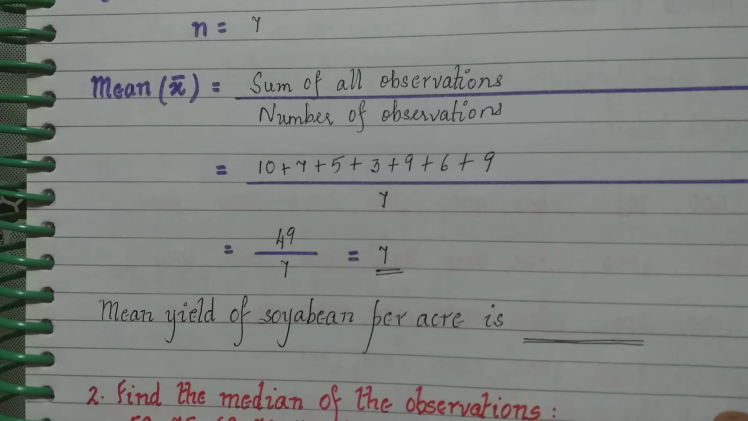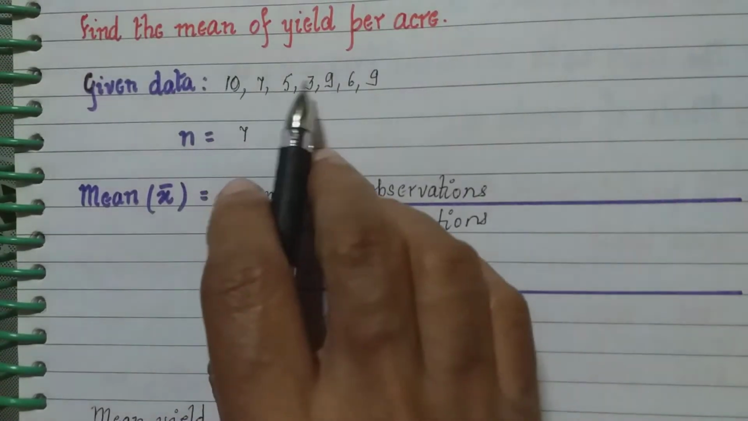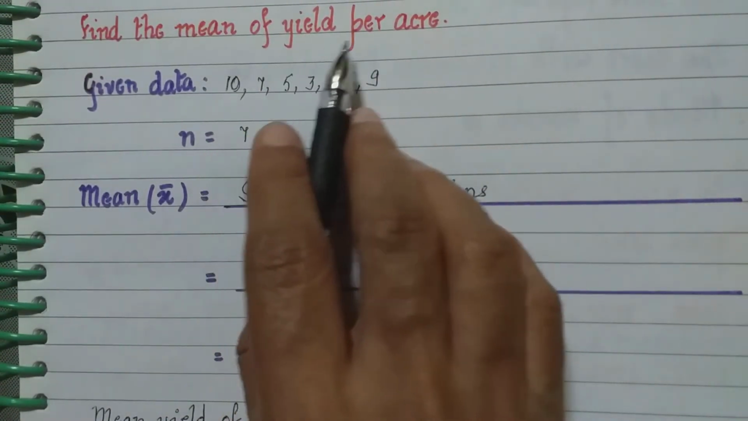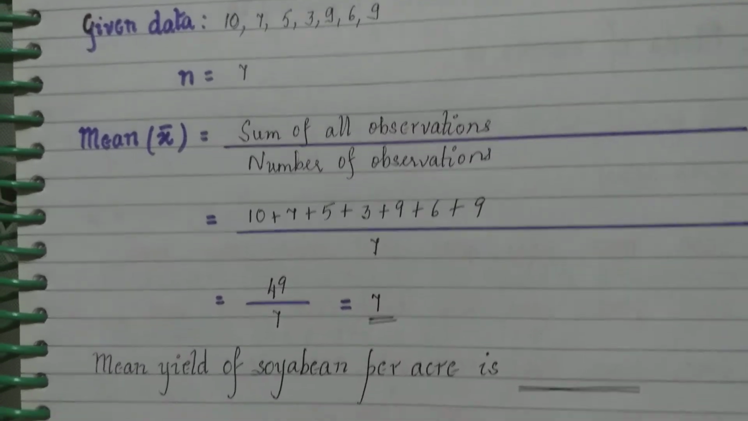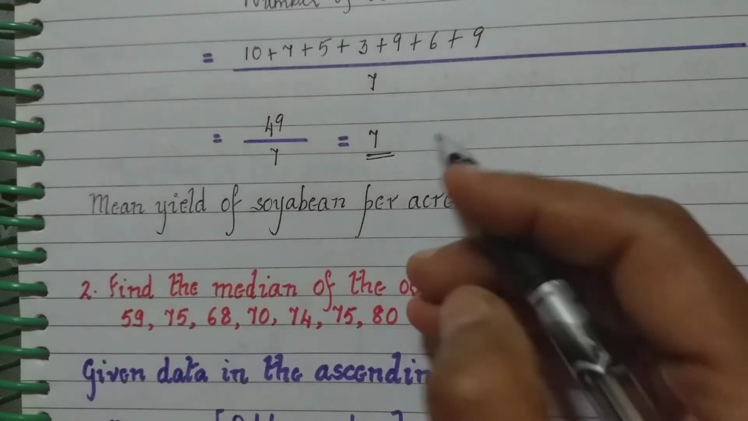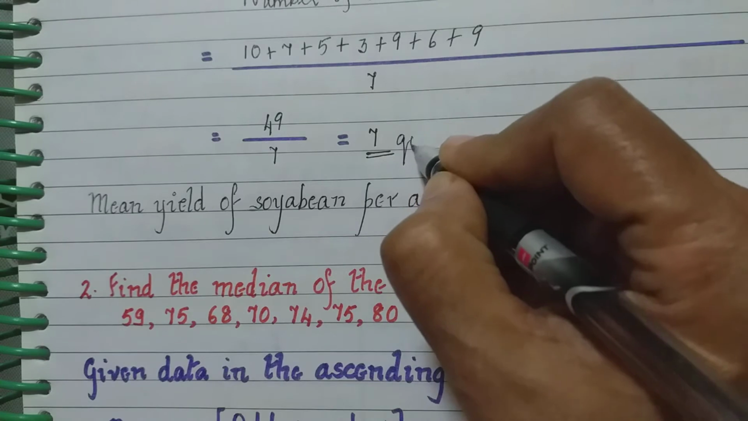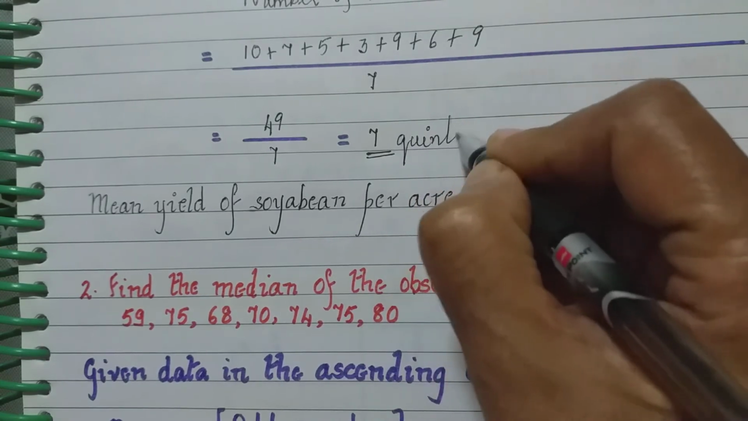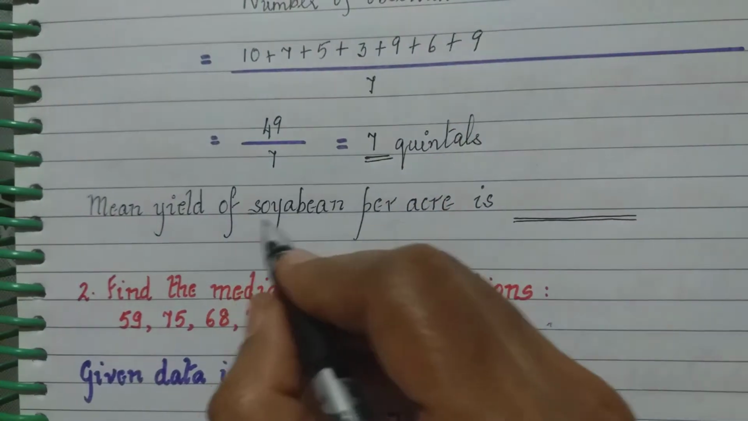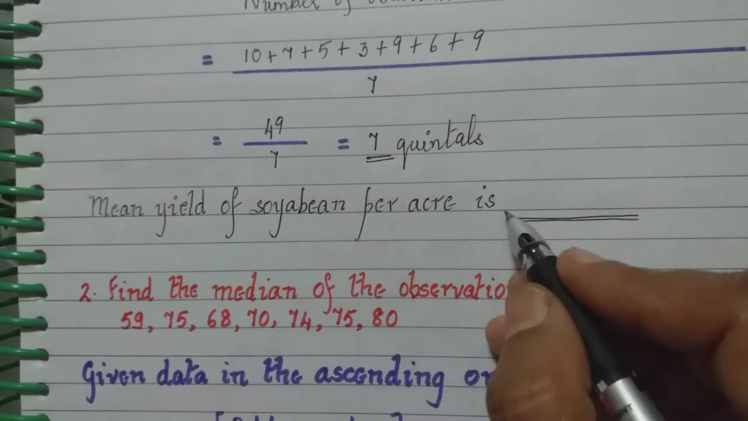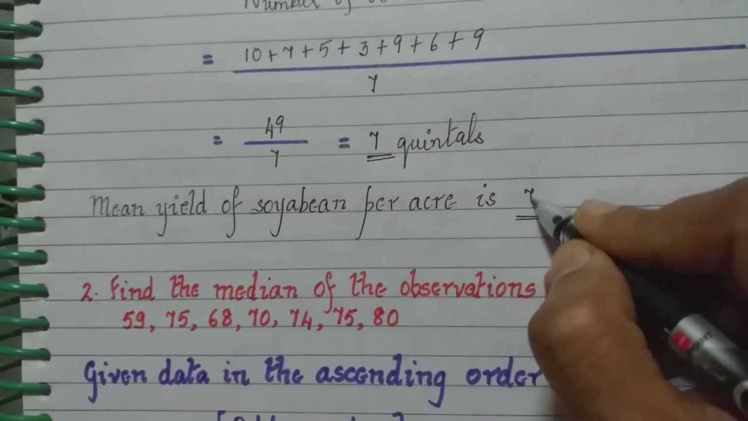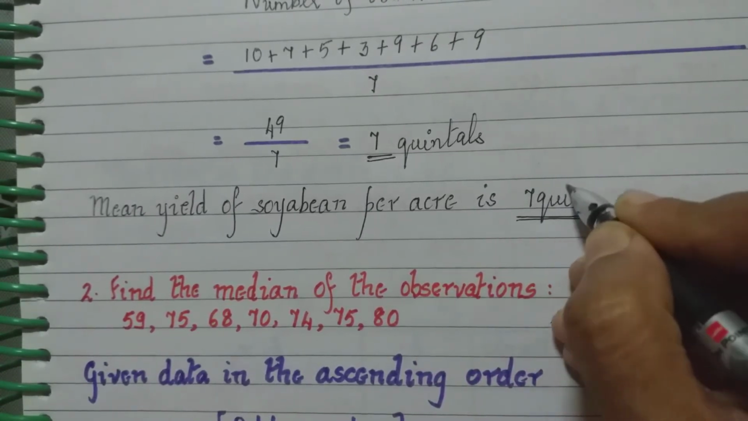What will be the units? They said mean of yield per acre, and the yield was given in quintals. So it is 7 quintals. So we write here: mean yield of soya bean per acre is 7 quintals.